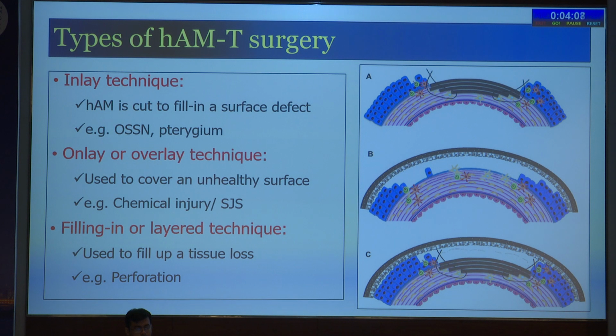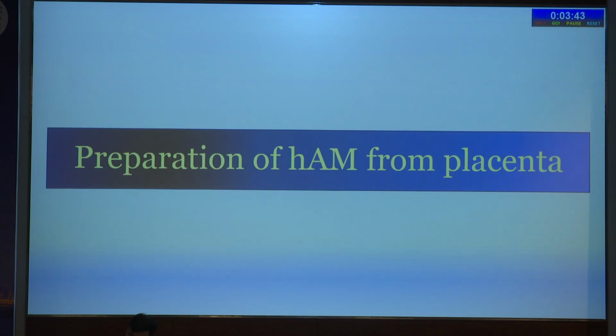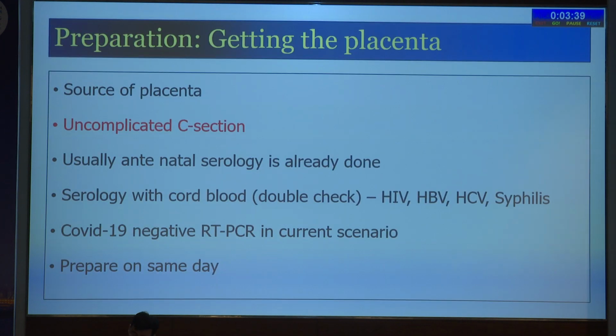So the types of surgery that can be done with amniotic membrane: the inlay technique, where it is cut to fill in a surface defect, like after excision of an OSSN or pterygium. It can be used as an onlay or overlay technique when we use it to cover an unhealthy surface, for example in chemical injuries or SJS. And the filling-in or layer technique, where we use it to fill up a tissue loss, like in perforations.